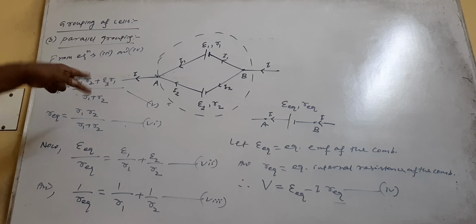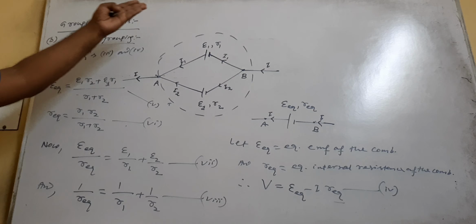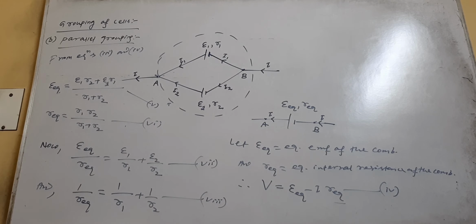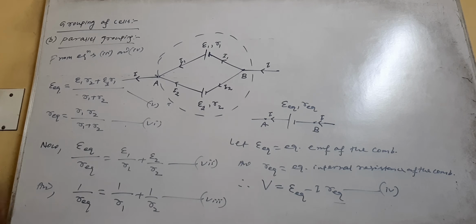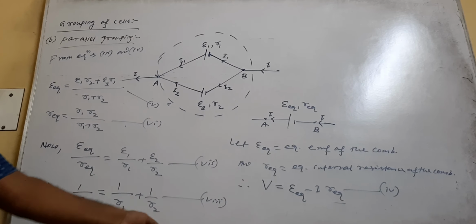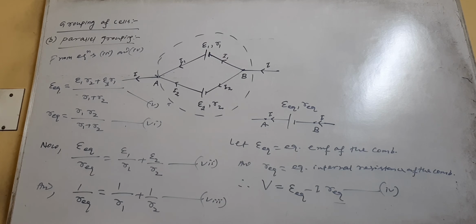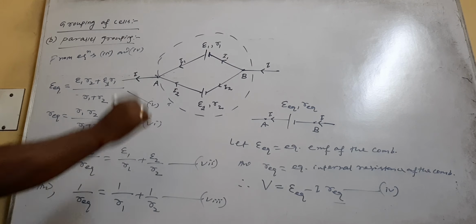Because if there are two cells, then you can remember this. But if you have three cells connected in parallel, then you cannot remember in this way. So it is easier to remember in this format. That is, for three cells it is EEQ by REQ is equal to E1 by R1 plus E2 by R2 plus E3 by R3. It is 1 by R equivalent is equal to 1 by R1 plus 1 by R2 plus 1 by R3. Here you see I have connected positive terminals to the point A.